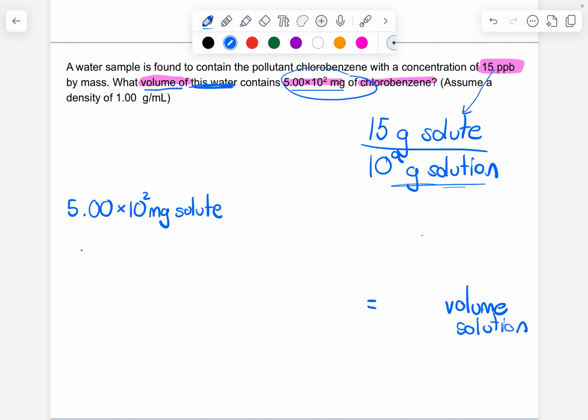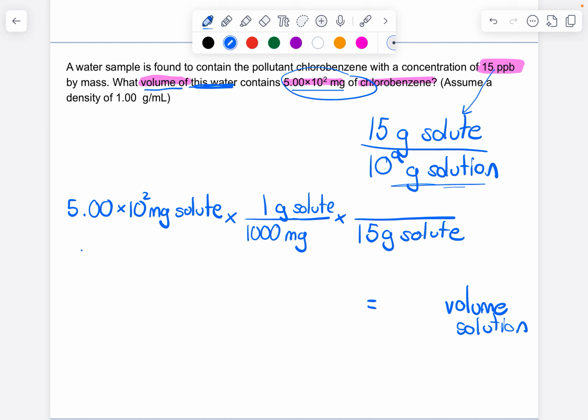Okay. All right, so we're going to go ahead and first convert this to grams, and this is still of solute, and then we're going to use this conversion factor, the 15 parts per billion, but I'm going to flip it around so that the grams of solute cancel and get me into grams of solution. And then all I have to use is the density to get me to mils. Okay, so solving that one out.